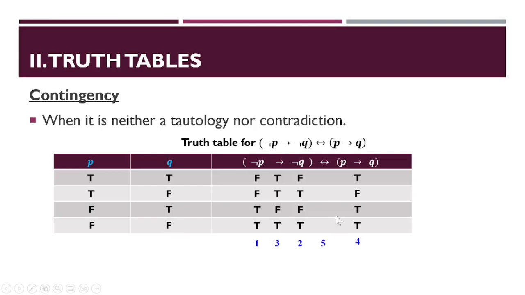Then lastly, get the biconditional. So we focus on the third and fourth columns. So true, true, they're the same. So we have true. True and false, they're not the same. False. False and true, that is false also. True and true, they are the same. So we have true. Then we can see that it is neither a tautology nor contradiction. So this is a contingency.